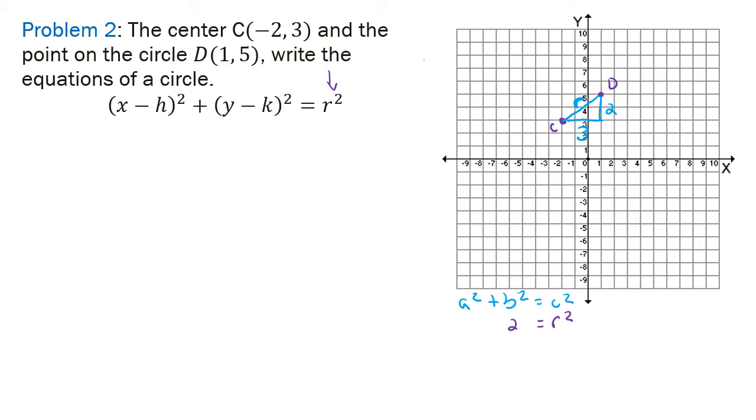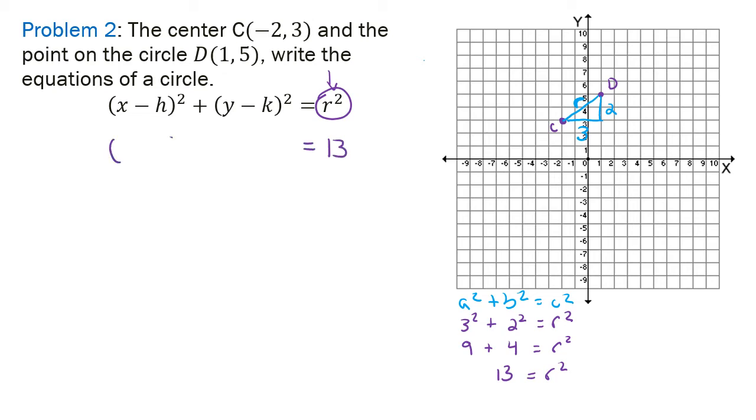We'll make b be the 2, and we're going to make 3 be the a. We're going to get 9, 4. We have r squared, and we're going to add those together. We're going to get 13 equals r squared. You'll notice our equation has r squared, so our equation is going to equal the 13.